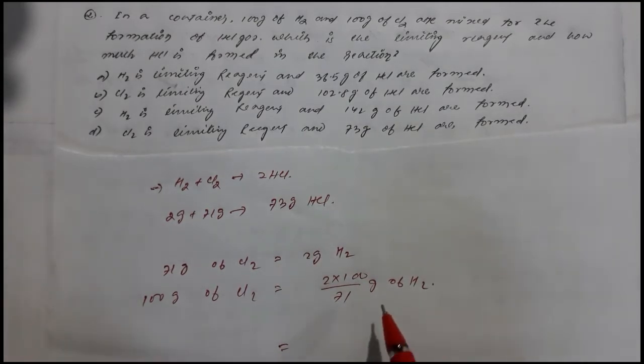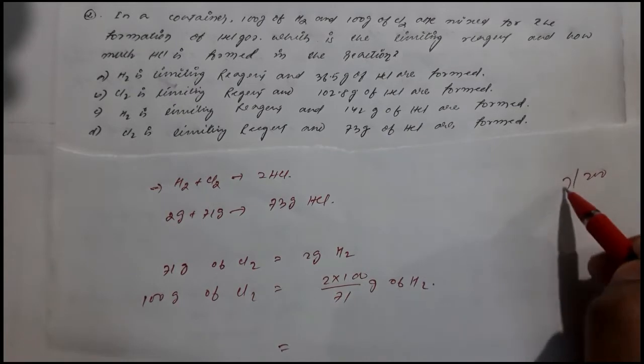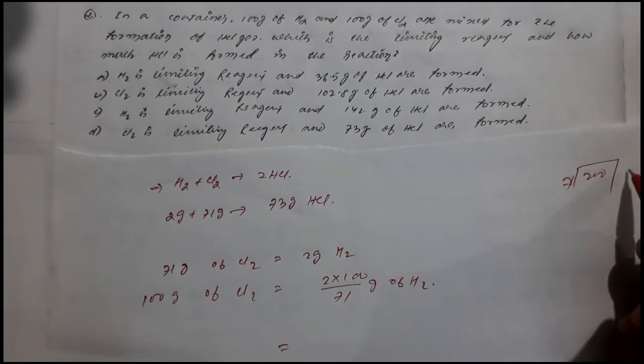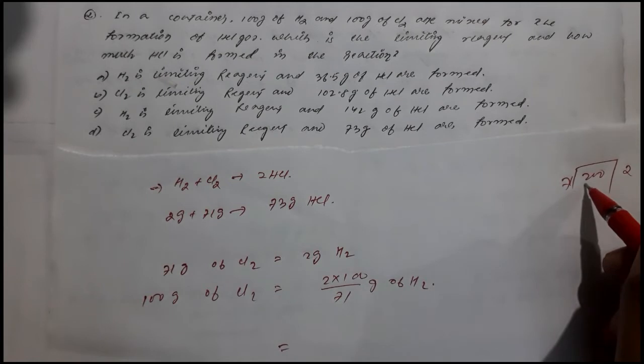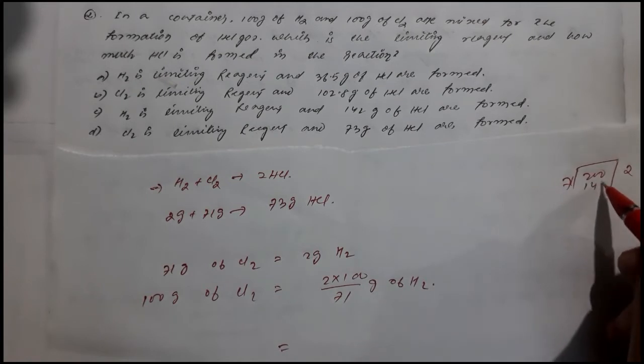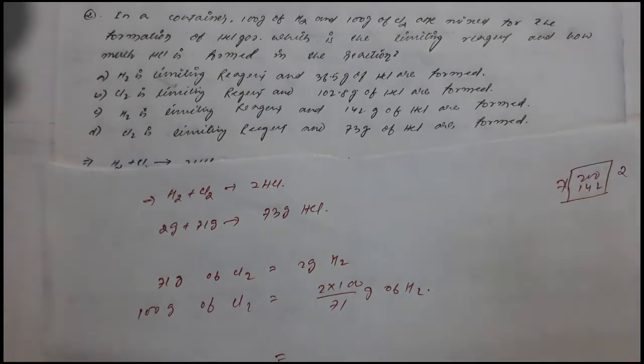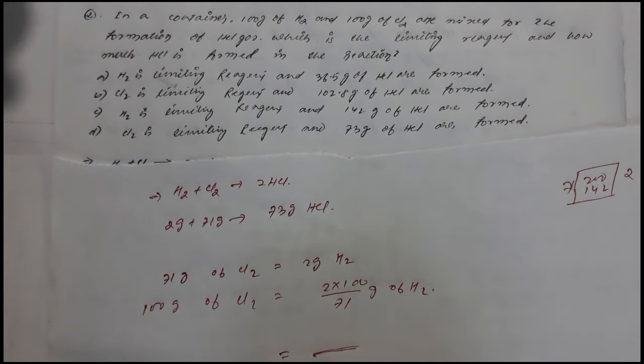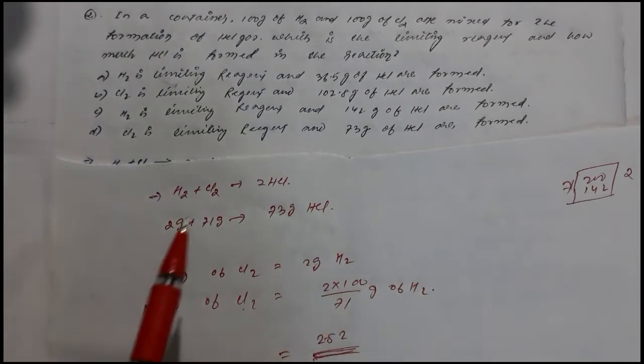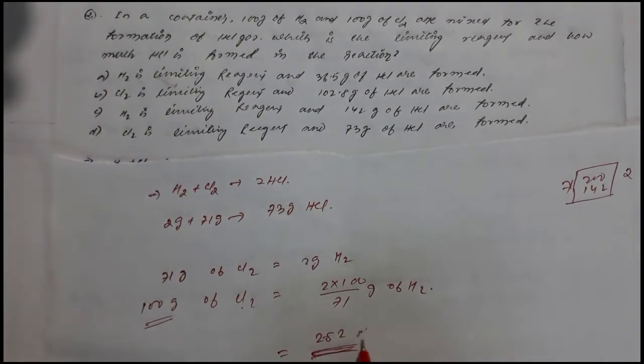Which is approximately 200 divided by 71. When we go through this, we will have some value, approximately 2.82 or something like that. That means in 100 gram of Cl2 and 100 gram of H2, we require only this much H2. Only this much H2 is required.